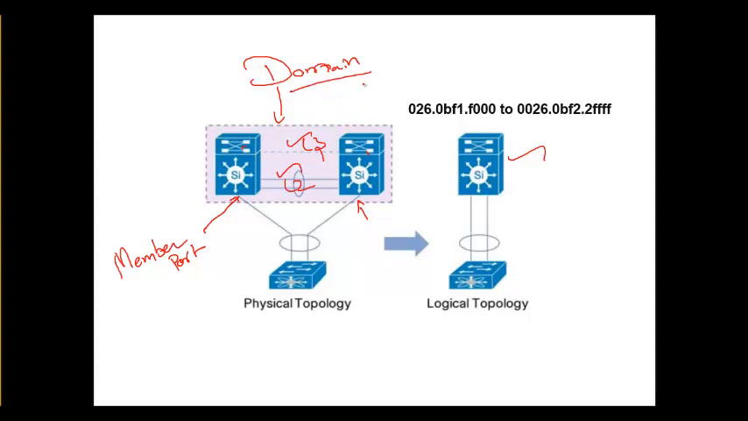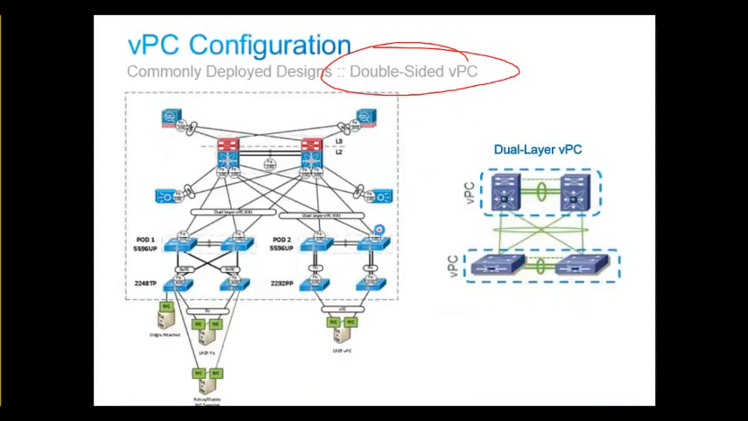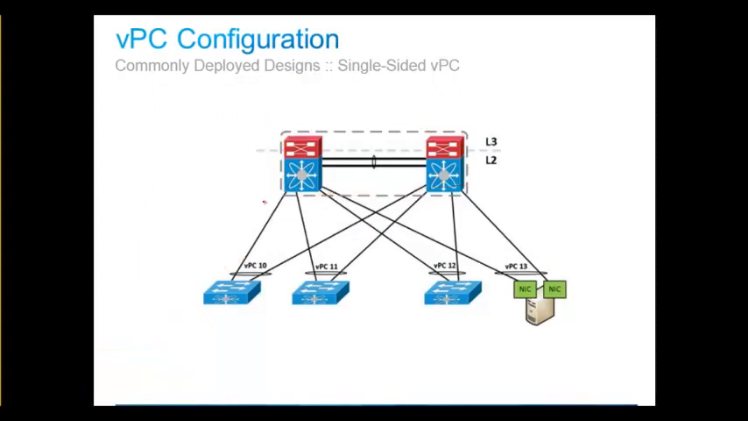To identify the vPC domain, we give a number. It can be any number, maybe 10. vPC 10 member ports are this one and this one. vPC 11 member ports are this one and this one. You see, different domains.